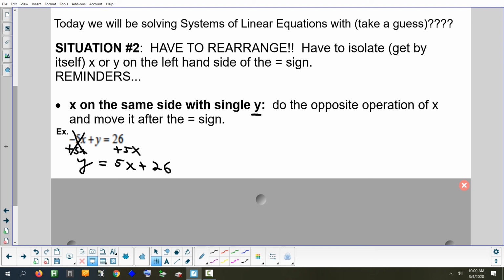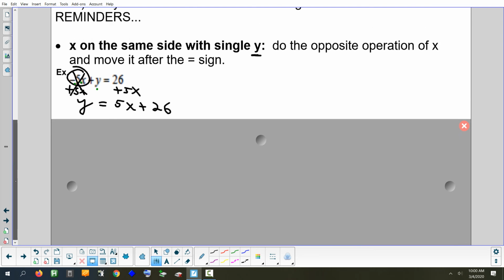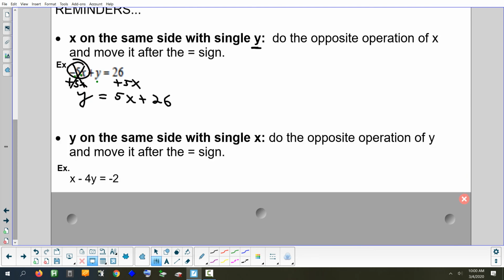Now, Lucas, do we have a letter by itself there? Yeah, y. Now we have y by itself. So if you have an x on the same side with just a single y, move the thing that has a number with the x. Could you get x by itself in this equation? Definitely. But it's a lot more work to get the x by itself because it has a 5 attached to it. It's a lot easier to get the y by itself because it has nothing attached to it. Okay? That's why we picked it.